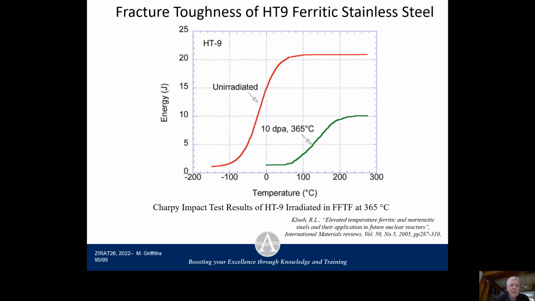But in terms of operation, you don't want to be too close to this, but HT9 is generally a candidate material for Gen 4 reactors, which are typically high temperature. So we're over here anyway when it comes to HT9. So the inherent embrittlement of HT9, which is a stainless steel, is not such a big deal.